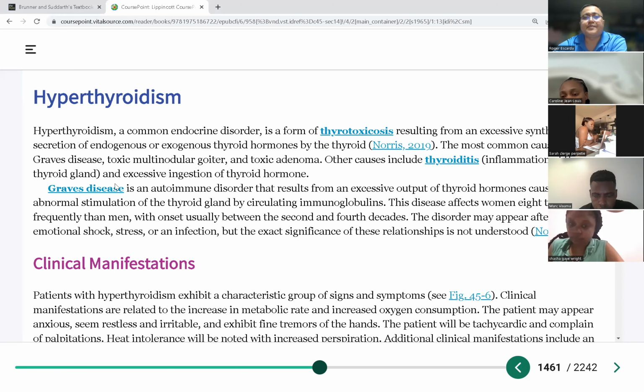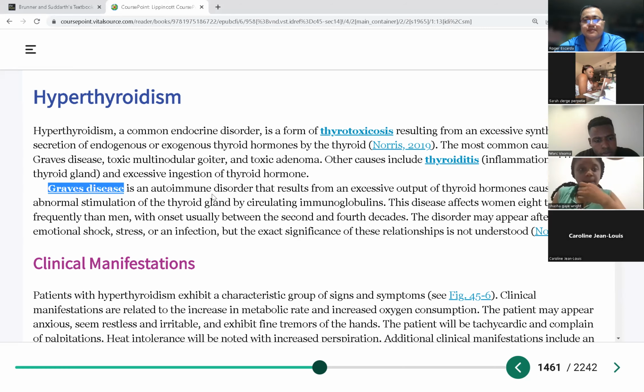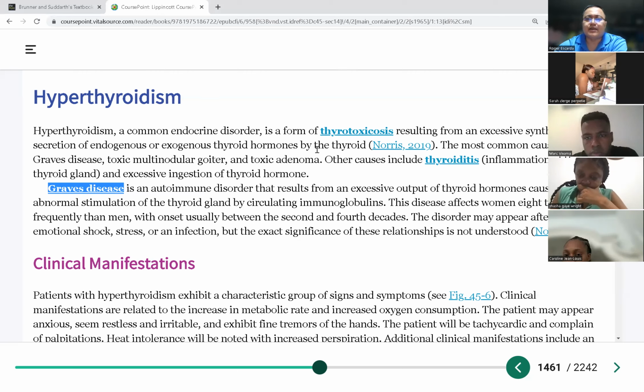So lab-wise, if the T3, T4 levels are high in Graves' disease, what will be the TSH level in Graves' disease? It's gonna be low. Correct. Gonna be low. So low TSH and high T3, T4 levels in Graves' disease, the autoimmune form. Now let's go to the secondary form. If the problem is with the pituitary gland and TSH levels are high, what will happen to T3, T4 levels?